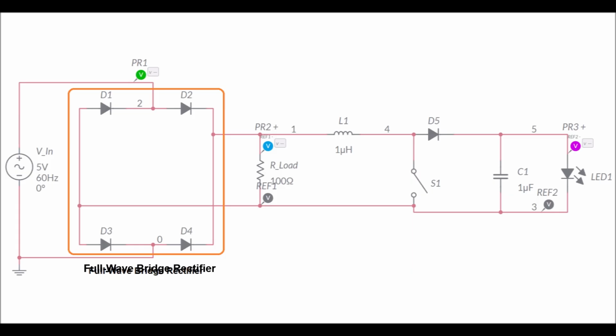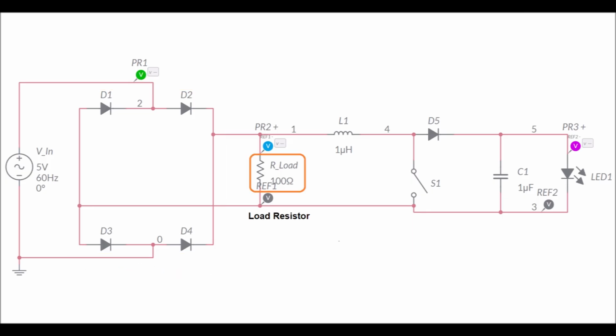Bridge rectifier. The four diodes that you see here form a full wave bridge rectifier. Its purpose is to convert AC voltage into pulsating DC. Regardless of the direction of the AC input, the output polarity remains the same. This is a very important stage because electronic components like LEDs and capacitors require DC power instead of AC power.